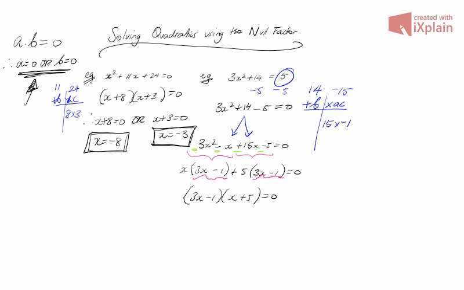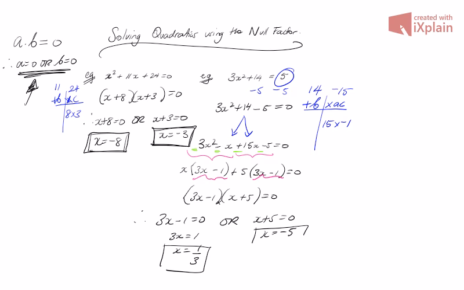Now the whole thing's equal to 0, and we have a multiplication in the middle, two factors, so therefore we can say one of those factors must equal 0. And all we have to do is rearrange. So one solution is x is equal to a third, and another solution is x is equal to minus 5.